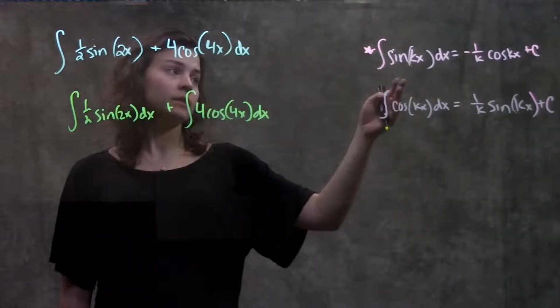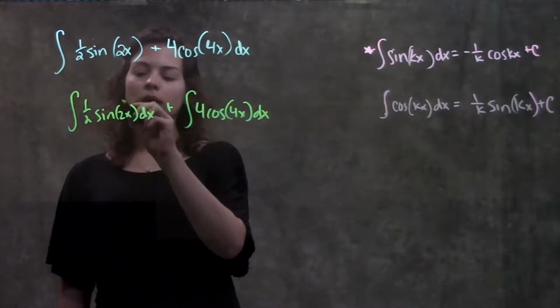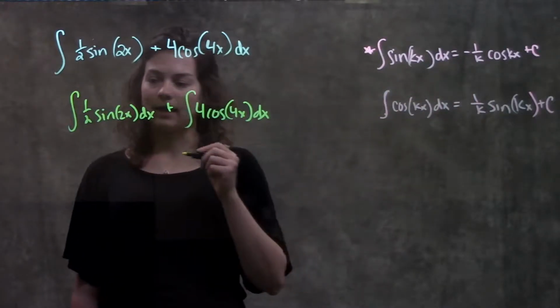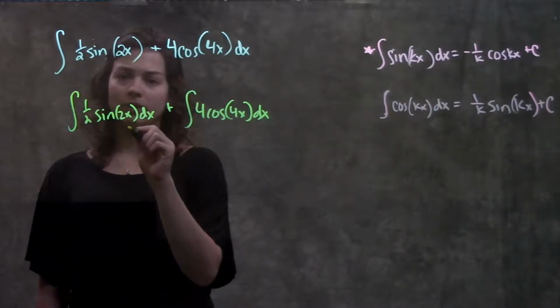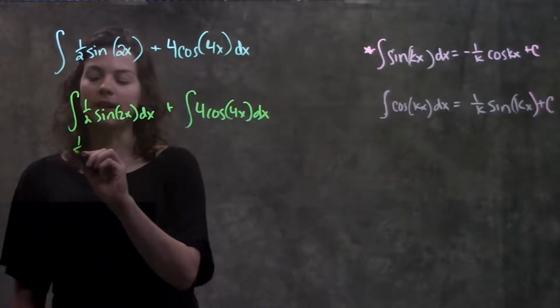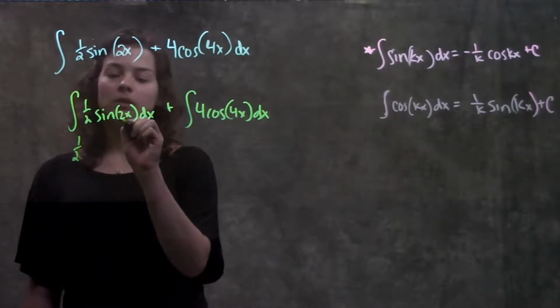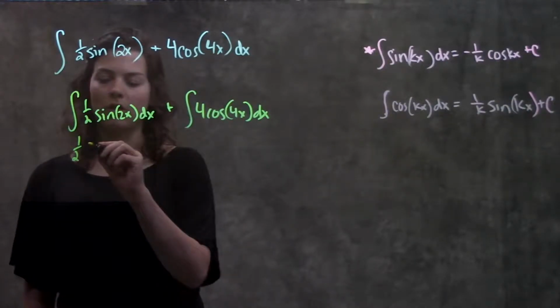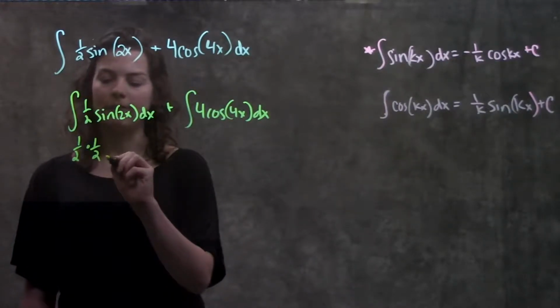So for sine kx, I see that the integral is 1 over k, whatever this coefficient is, times minus cosine kx, or whatever that initial angle is. So I still have this 1/2 out here. I'm going to multiply it by the reciprocal of this coefficient. So the reciprocal of 2 gives me 1/2.